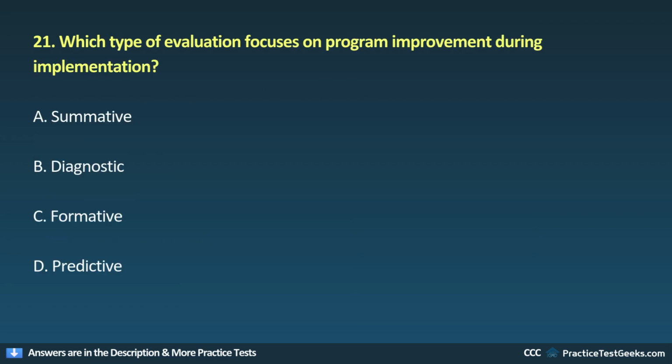21. Which type of evaluation focuses on program improvement during implementation? A. Summative. B. Agnostic. C. Predictive.